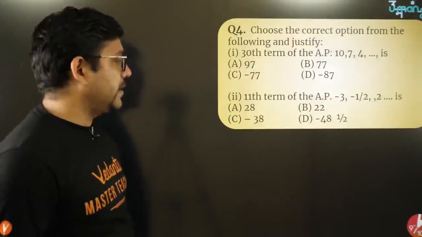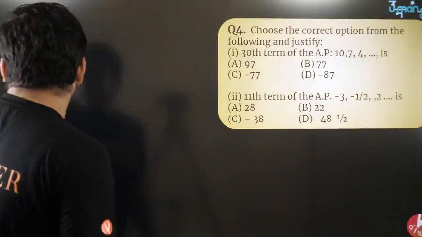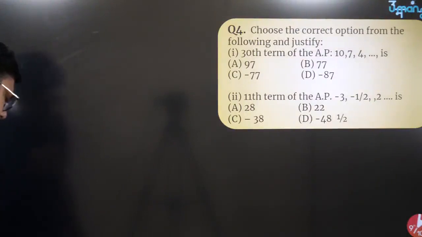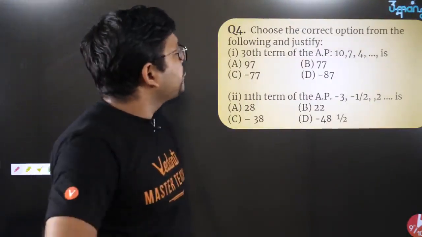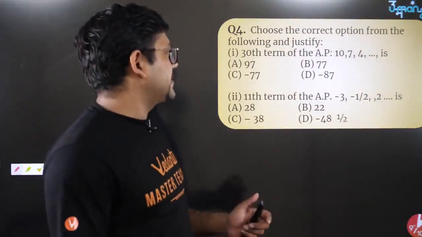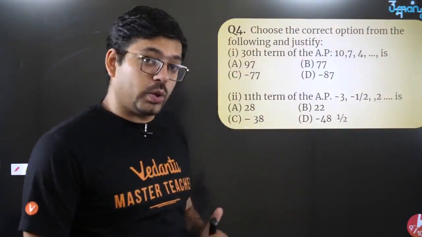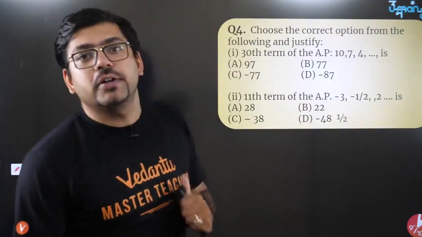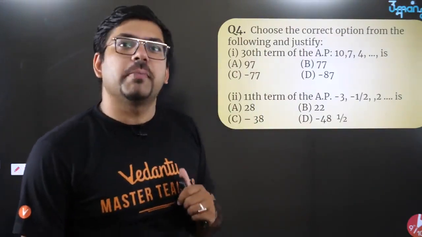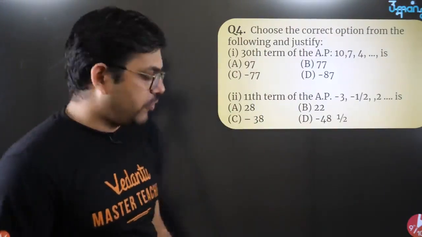Fine. Moving ahead, here's the next question. So everyone, please pay attention. The next question says: choose the correct option from the following and justify. 30th term of the AP. Okay. So you have to find the 30th term, my lovely kids. Now here we will be applying the formula.